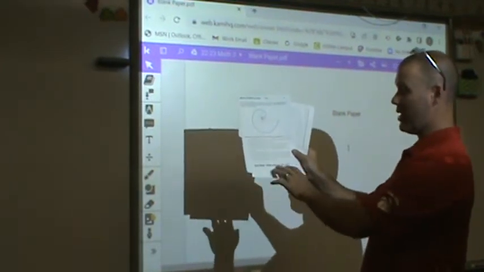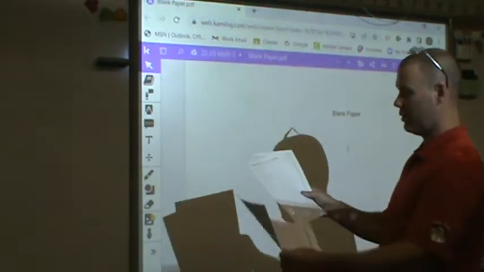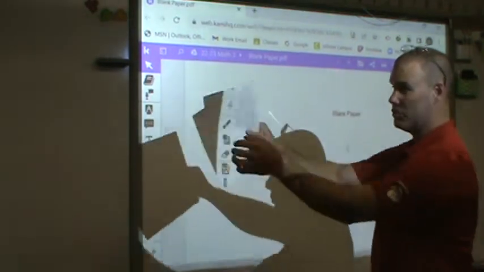Ignore the due date at the bottom. I know it says Friday, September 16th. Don't worry about that. That's today. It is not due today.